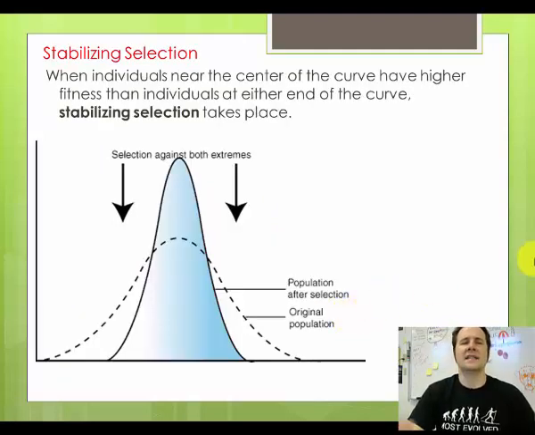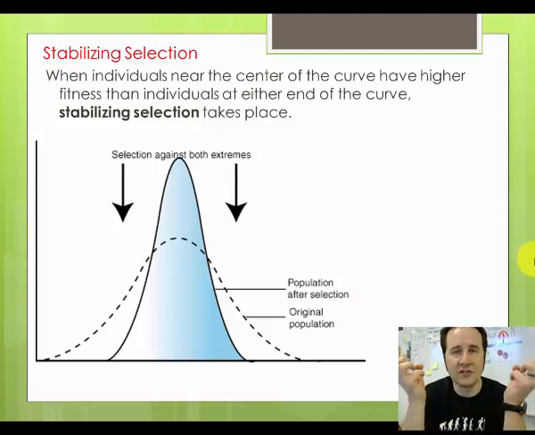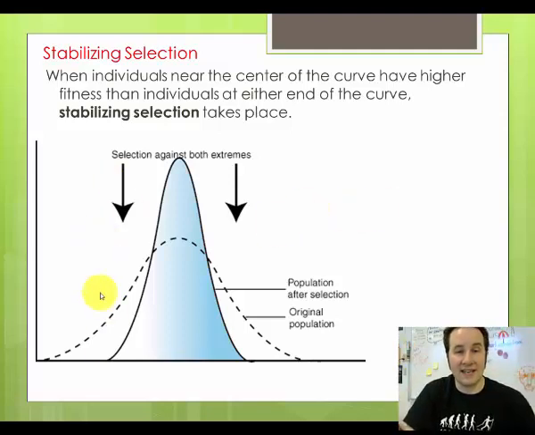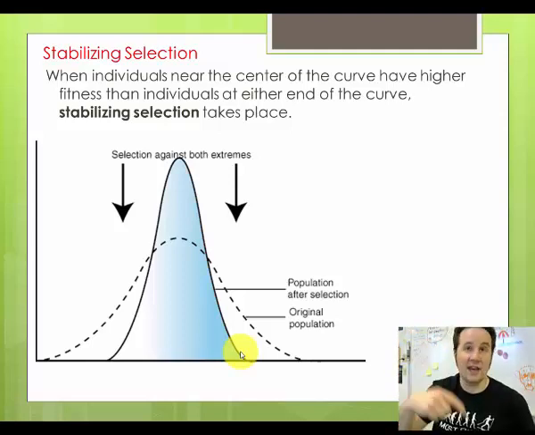Stabilizing selection. Stabilizing selection is when individuals that are at that median are favored over the extremes. That natural selection, the environment, is selecting against both extremes. So now we're selecting against both extremes. Best example of this one is birth weight in humans. Birth weight and crown size, which is like the measure around your head.